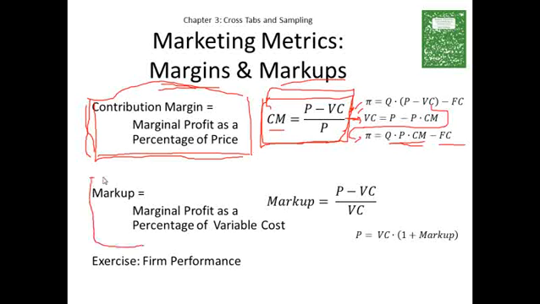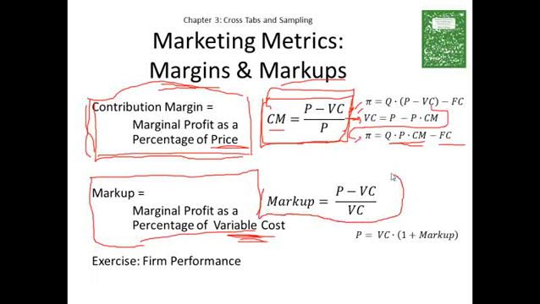Marketers often also work with markup. Now markup is the marginal profit as a percentage of variable cost. See, margin as a percentage of price, markup as a percentage of cost. Variable cost specifically. We can write that definition in the form of an equation. Markup equals price less variable cost divided by variable cost. We can also rearrange this equation to find that price equals variable cost times 1 plus the markup.